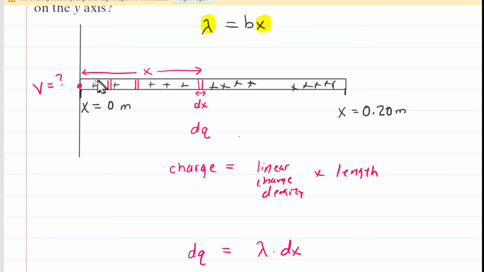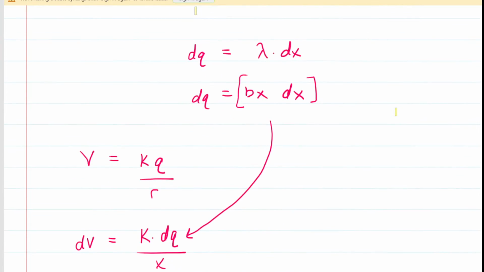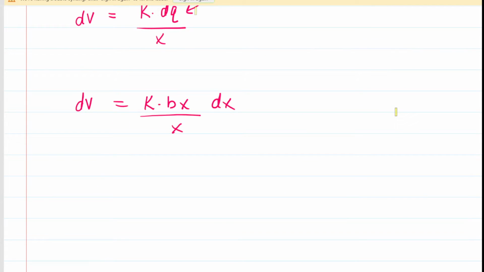And so to add an infinite number of electric potential contributions, we're going to have to integrate. That's what integration does. It adds an infinite number of items together, essentially. So when we integrate, we're going to integrate from the left end of the rod, which is x equals 0, to the right end of the rod, which was x equals 0.2. So we're going to add bounds of integration. Again, the lower bound is 0 and the upper bound is 0.2. Now you probably have already noticed that the x's can cancel here to simplify our integral.